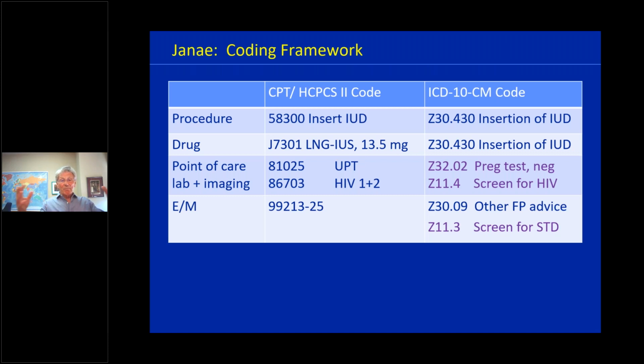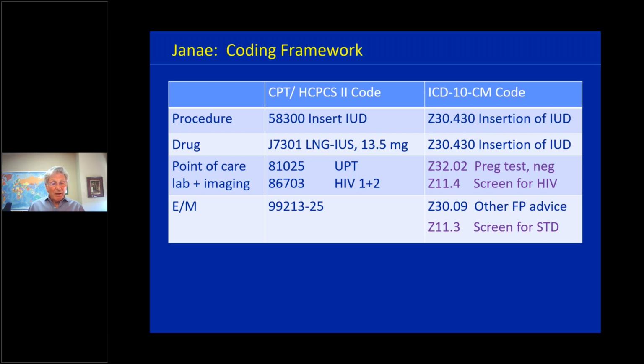Okay, so to sum it up for Janie, basically the procedure that we did was a 58300, which was to insert her IUD. That's the what. The why is a 10 code, Z30.430. Next, of course, we have to bill for the insertion kit itself, because the clinic is going to be reimbursed anywhere between $400 and $900 for the cost of the kit for the Skyla.